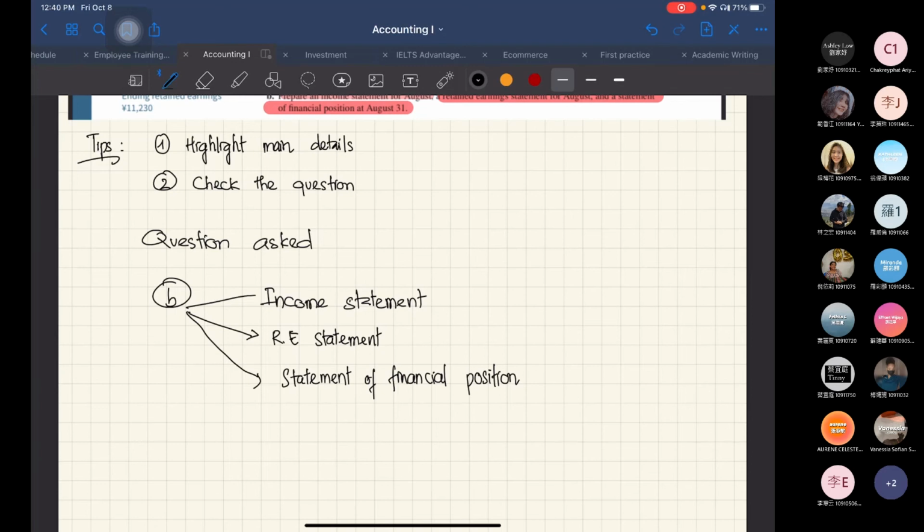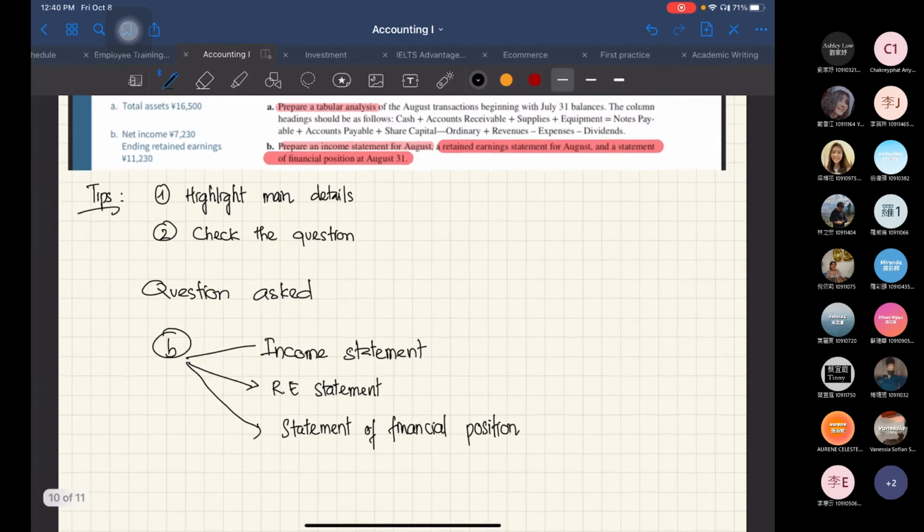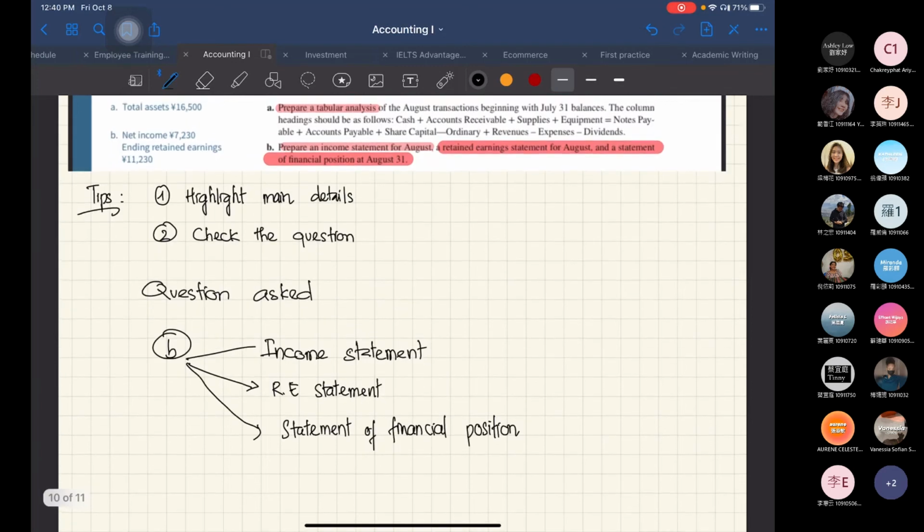There was one point that you need to pay attention to. Just do whatever the question asks. Don't do more. You will not get any points for that. So why did you want to do the cash flow? I thought... So you misunderstood the question, right? Yes.